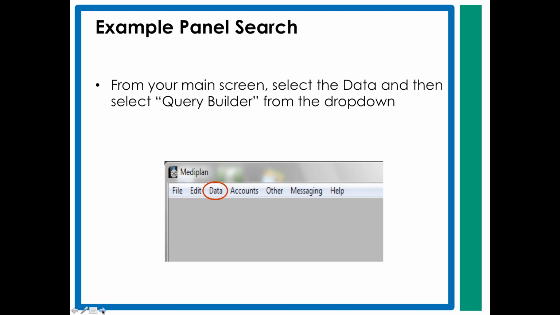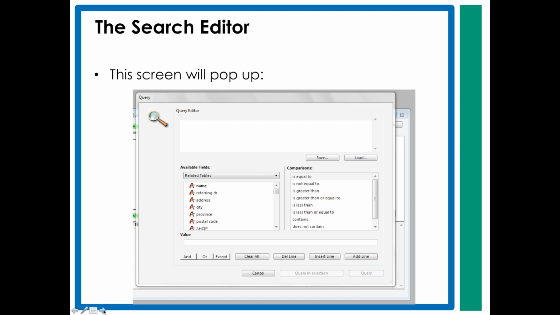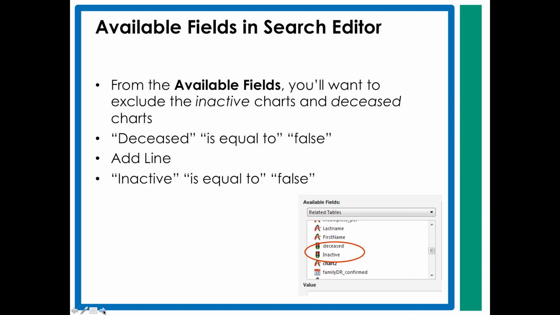Okay. So if we're going to do a panel search, this is the way that we figured out how to do it. So from your main screen, you have the data option, and then from here you can select the query builder from the drop-down. And this is the screen that will show up. This is your query builder. And from here, we just went straight into using the search editor. And this is a screen that pops up for you, and this is where you can select the parameters for your search.